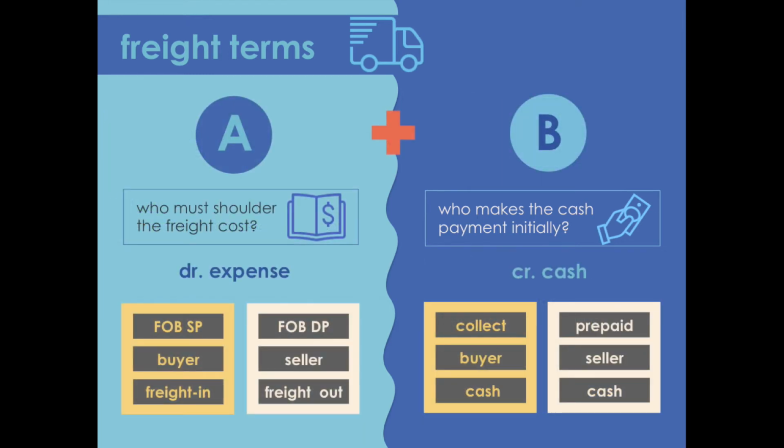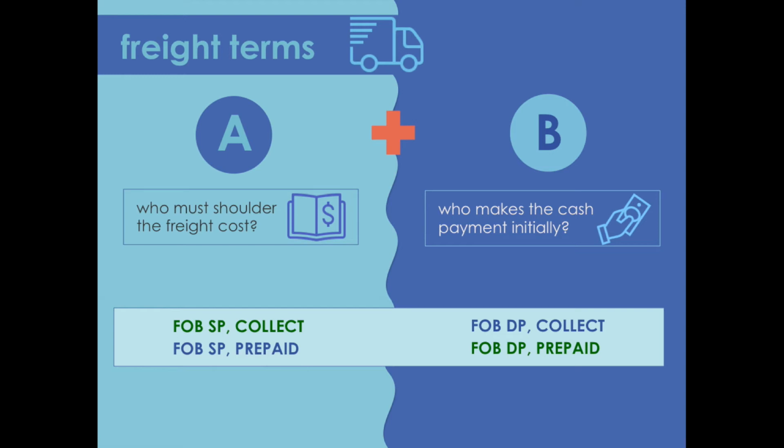To summarize, for Part A, we determine the party recording or debiting the freight expense account. We can either have FOB shipping point or FOB destination point. The buyer debits freight in under FOB SP, while the seller debits the freight out expense under FOB DP. For Part B, we determine the party crediting the cash account. We can either have prepaid or collect. The buyer credits cash under collect, while the seller credits cash in its books under prepaid. Again, we can make 4 combinations of freight terms: FOB SP collect, FOB SP prepaid, FOB DP collect, and FOB DP prepaid.